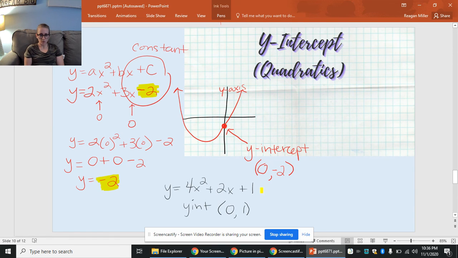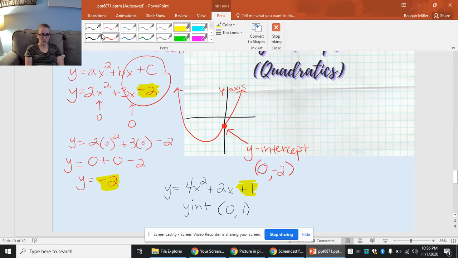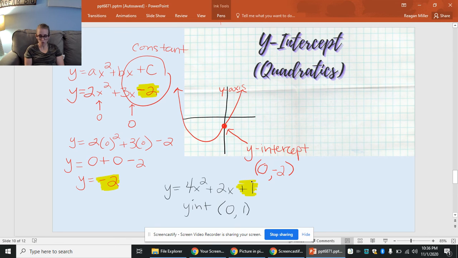So you're welcome to graph it. You're welcome to plug 0 in for your x and solve for y. But if it's written like this, we can automatically just know that our y-intercept is going to be equal to our c value. No math involved. It should be pretty simple, pretty quick, and easy to find.